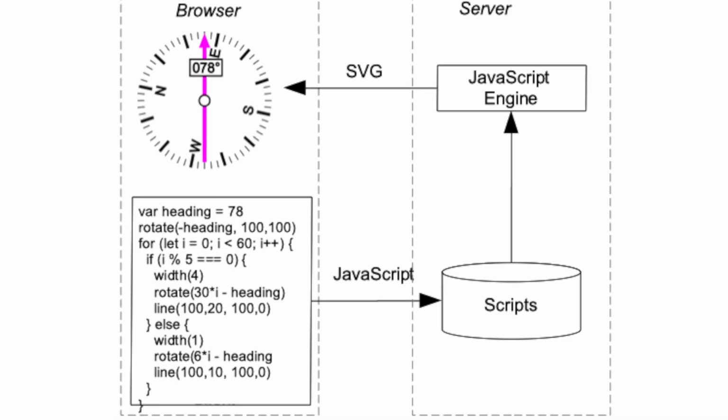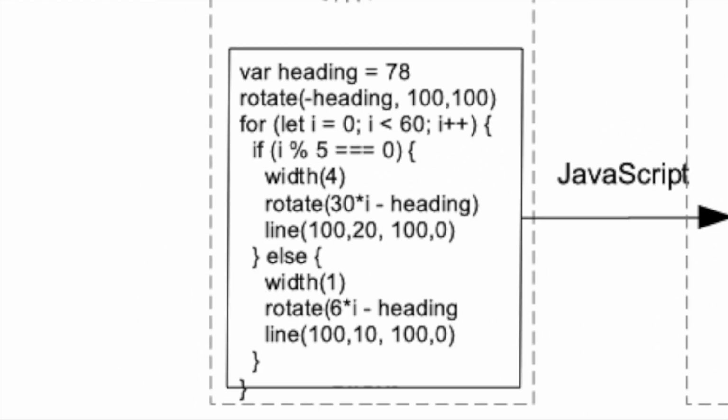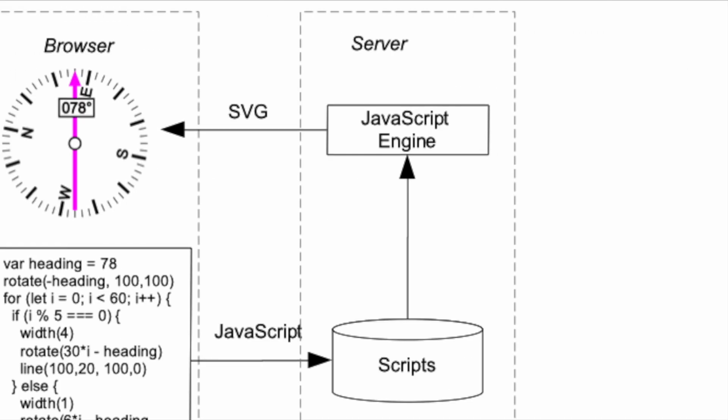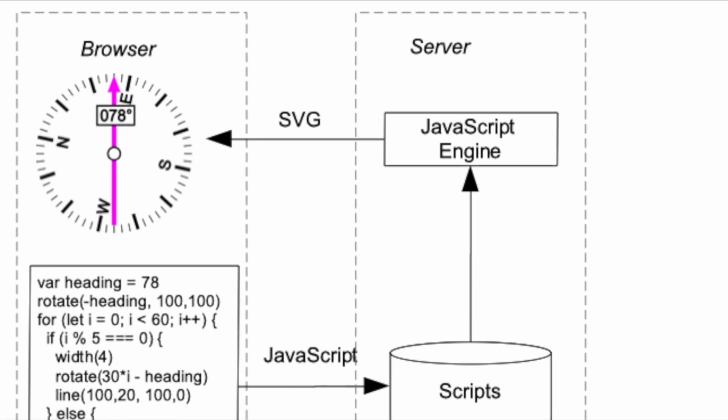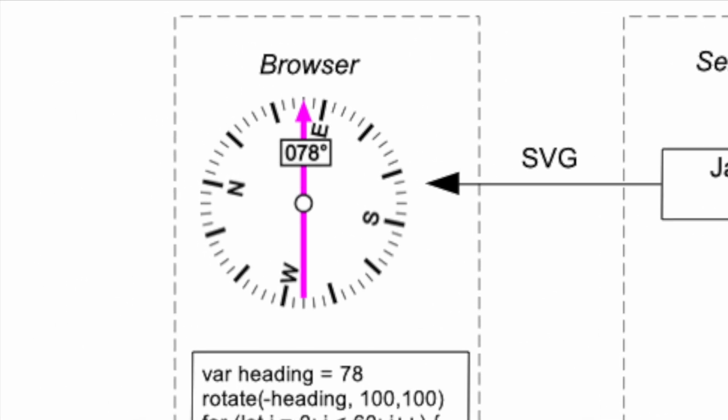Users can define drawings using special JavaScript functions such as line or circle. The scripts are uploaded to a central server and stored in a database. When a user requests a drawing, the JavaScript code is dynamically executed on the server and an SVG drawing is returned.